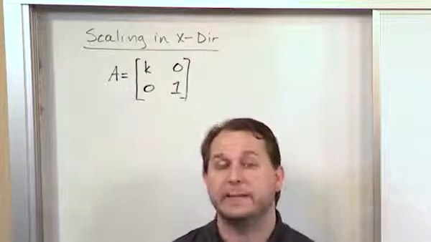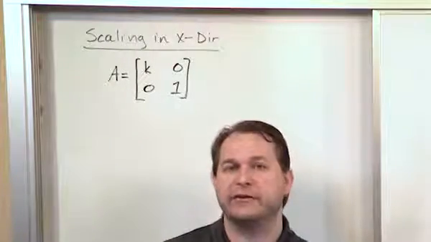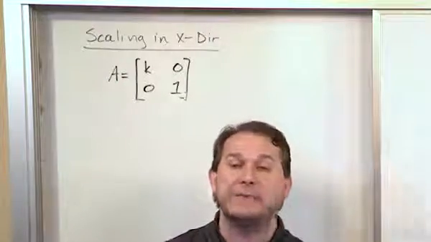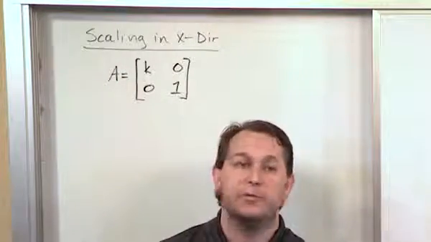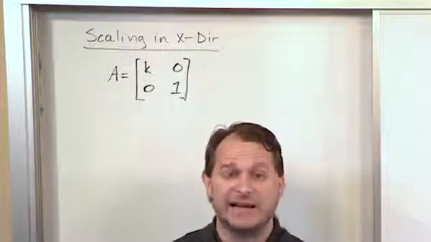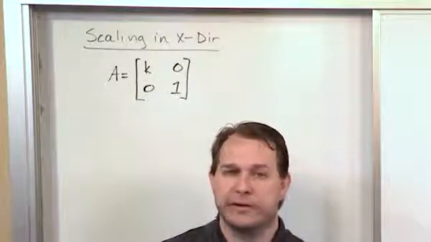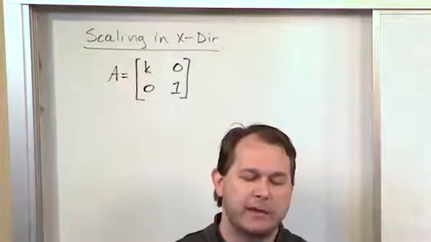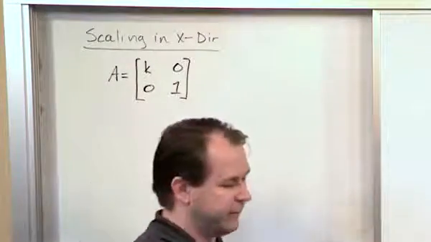So if you want to make something bigger by 2 in the X direction, then K would be 2, because you're doubling everything. If you want to make it 5 times bigger in the X direction, then K would be 5. If you wanted to cut it in half, maybe shrink the size of whatever it is in the X direction, K would be 1/2. So K is just a number. It's telling you how much scaling you want to do in the X direction.